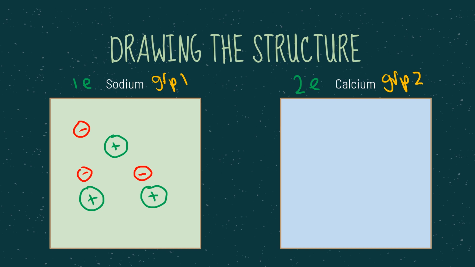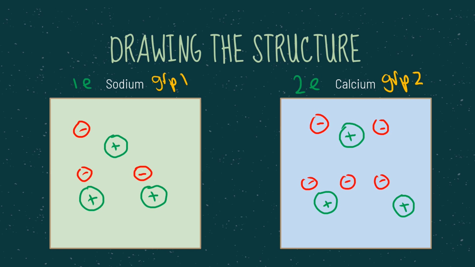On the other hand, for calcium, let's first draw in the positively charged ions. Calcium has 2 electrons in its valence shell. That means each calcium ion will be surrounded by 2 electrons. So we can see that there are twice as many electrons in calcium than there is in sodium.